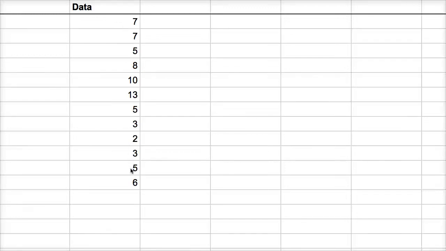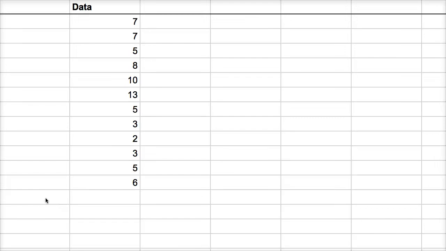So I have some data here in a spreadsheet. You could use Microsoft Excel or you could use Google Spreadsheets. And we're going to use the spreadsheet to quickly calculate some parameters. Let's say this is the population. Let's say we're looking at a population of students and we want to calculate some parameters, and this is their ages, and we want to calculate some parameters on that.